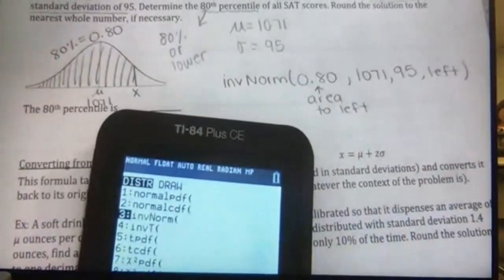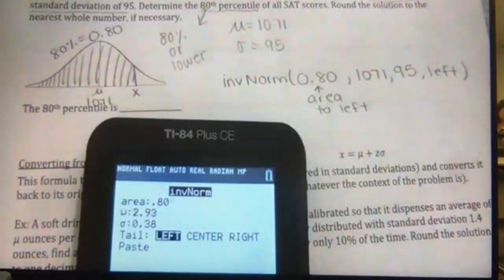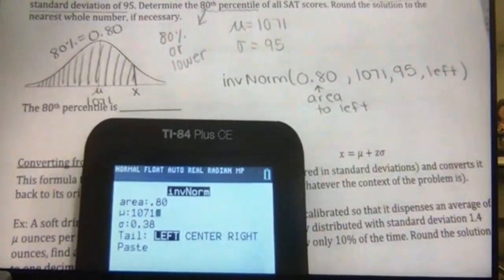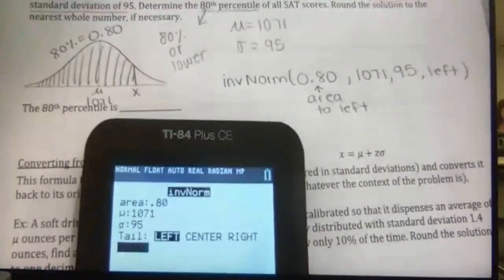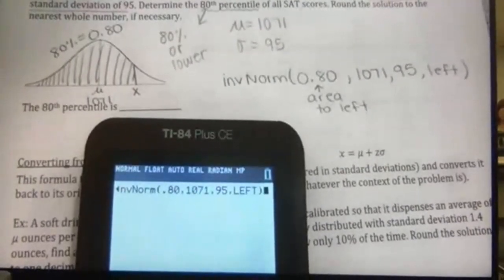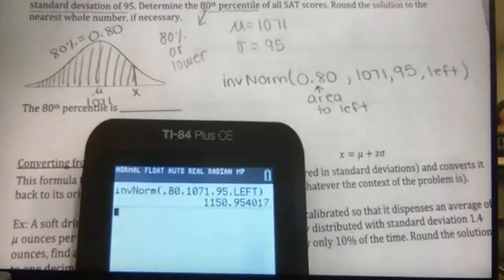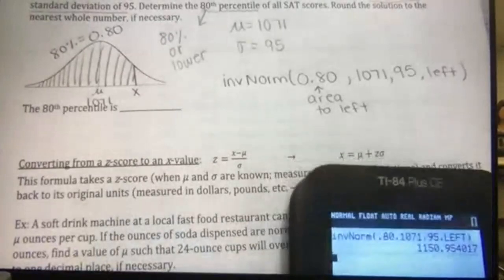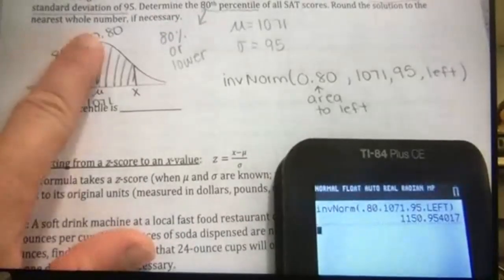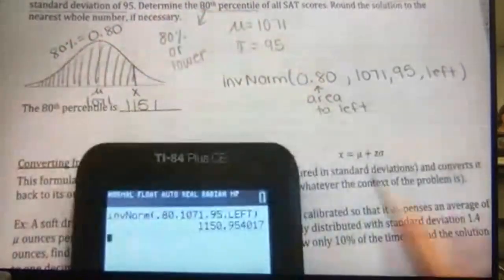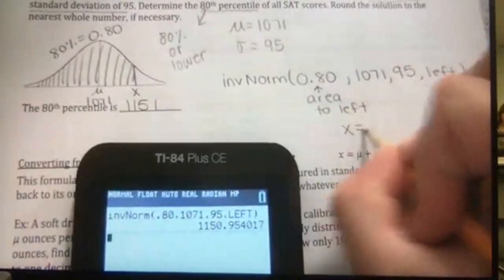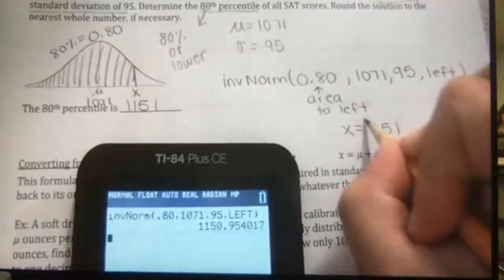Second bar's inverse norm. Area is 0.80. Our mean is 1071. Our standard deviation is 95. Area to the left. So we should all have it the same no matter what calculator you have. Boom, there's our answer. Round the solution to the nearest whole number. So 1150.95 rounds up to 1151. So our X value would be 1151.